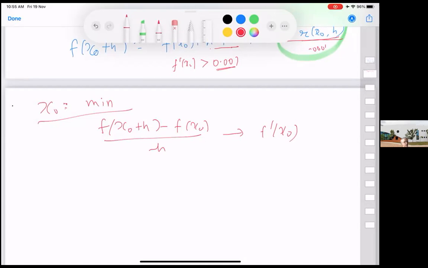So this is less than or equal to 0. And by taking h small but positive, we get that this ratio is greater than or equal to 0. So we could argue that f dash x0 is greater than or equal to 0 for one side of h, and for the other side of h, f dash x0 is less than or equal to 0. Therefore, f dash x0 is 0. Right? Now, essentially the same argument works with maximum.